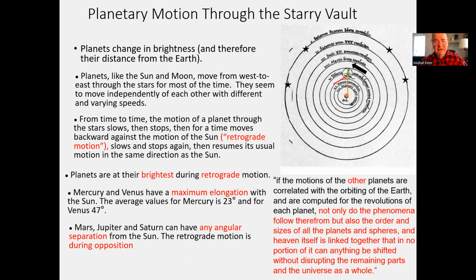One cause, many effects. If the motions of the other planets are correlated with the orbiting of the Earth and are computed for the revolutions of each planet, not only do the phenomena follow therefrom, but also the order and sizes of all the planets and spheres, and the heavens itself is linked together, that in no portion of it can anything be shifted without disturbing the remaining parts and the universe as a whole. As opposed to Ptolemy's theory, where you can twiddle those dials forever, and they have been. They've been twiddling them for 1,300 years.